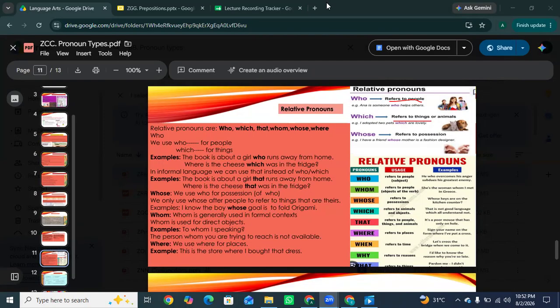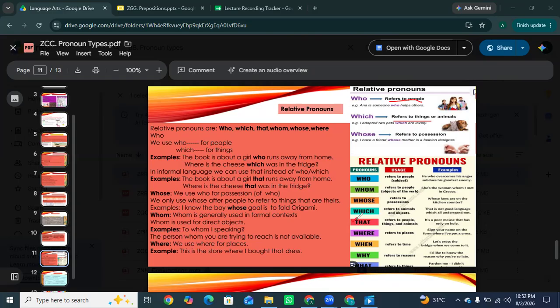And the next one is that. Okay, so in casual everyday English, that can replace both who and which. Who is for people and which is for things. With people: the book is about a girl that runs away from home. Okay. And with things: where is the cheese that was in the fridge? Okay.